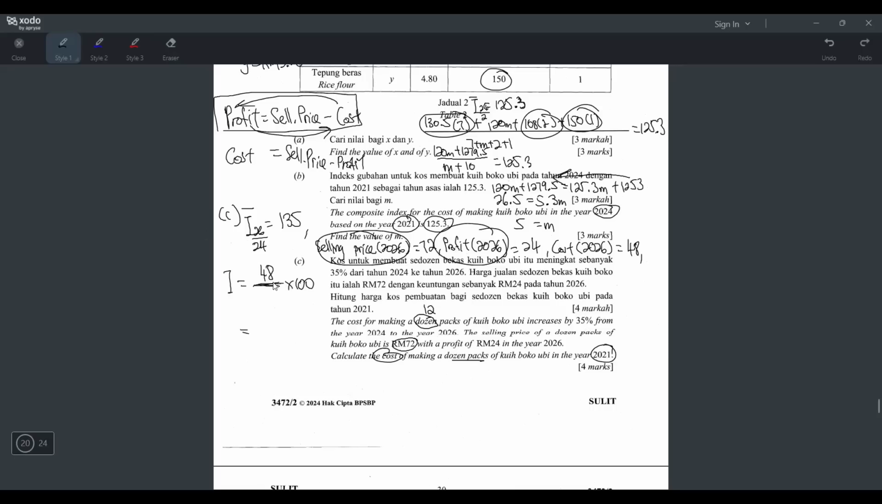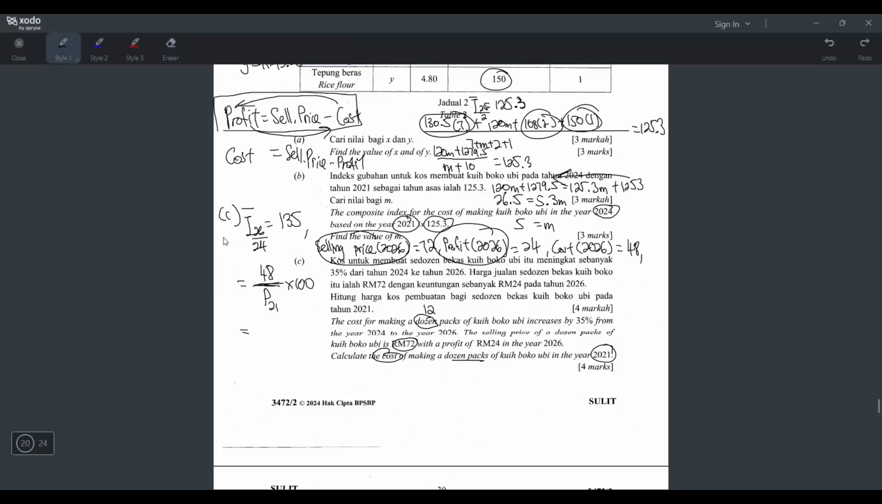So I don't know, so I'll just call it P 2021 for now. It means I want to find this. Do you agree? If I want to find the price 2021, I need the I. Do you agree? I need the I. If I don't have the I, I cannot find this, right? So I need the I answer here.